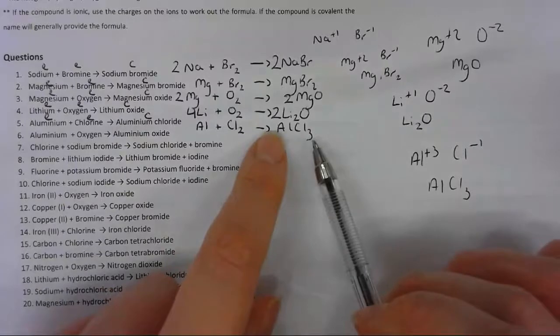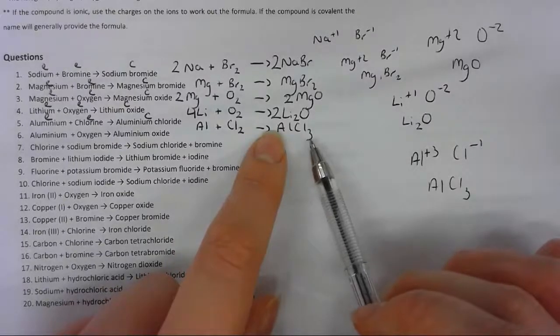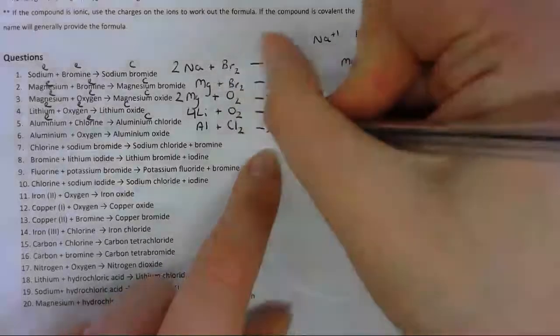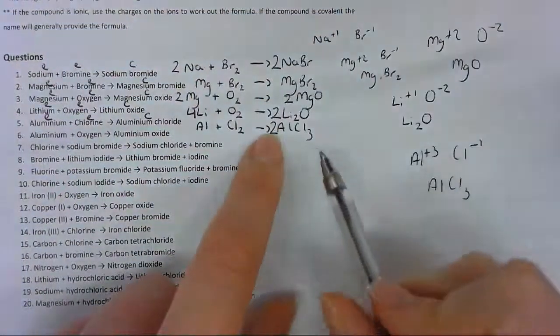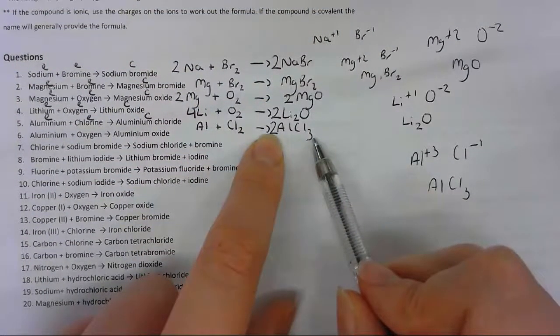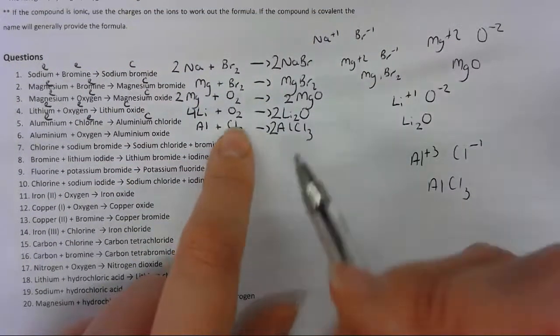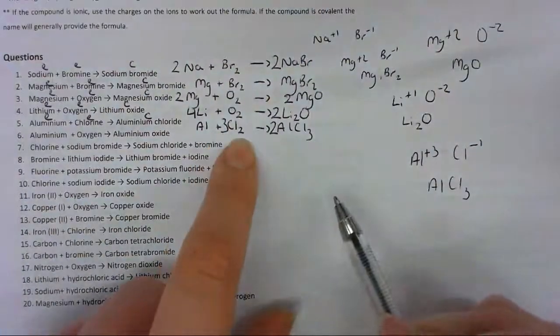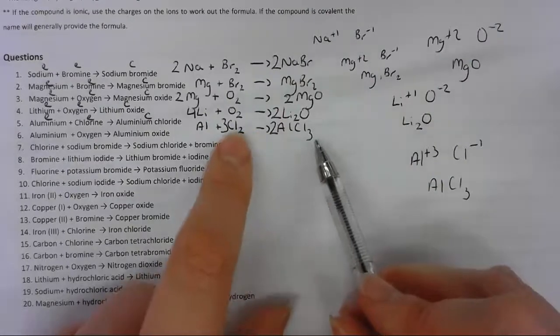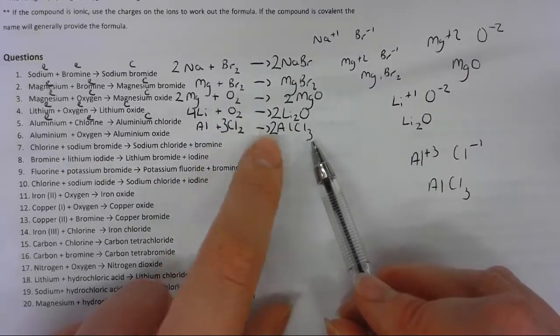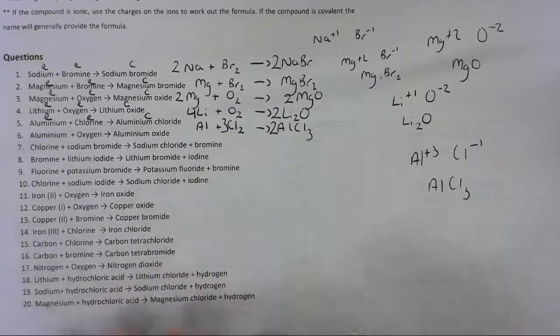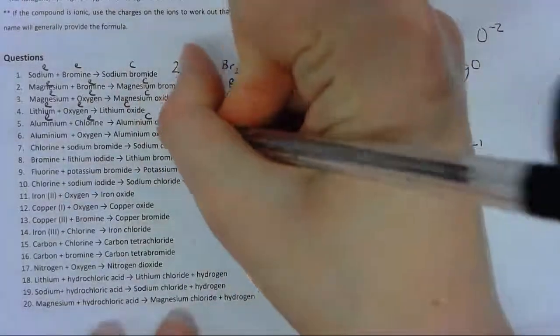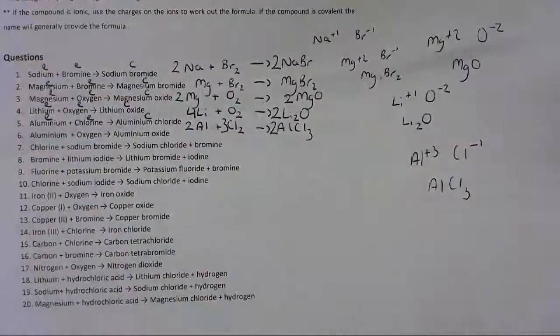To have 6 chlorines on this side, I'm going to need to multiply by 2. If I put a large 2 here, then I've got 2 times 3, I've got 6 chlorines. To have 6 chlorines on this side, I'm going to need to put a large 3 here. 3 times 2 is 6, 2 times 3 is 6. I've now got 6 chlorines on each side. By putting that large 2 there, it gave me 2 aluminiums. I need to put a large 2 here so that I have 2 aluminiums.